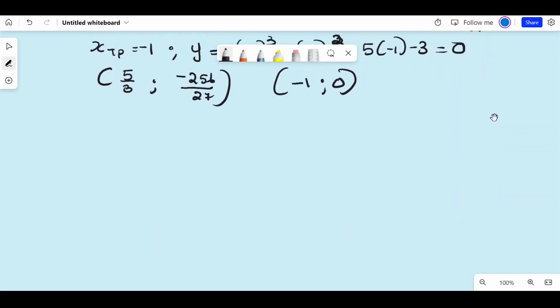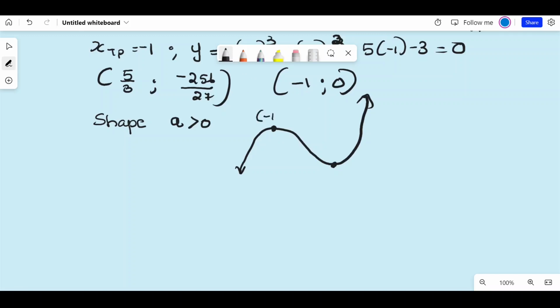What is remaining before you sketch the graph is the shape of the graph. The shape is known by knowing the first coefficient. Here a is positive, so it's the positive shape: it goes up first, then goes down. This is the shape of the graph. When you draw this shape, you also mark the turning points. It's very important. Which turning point will come first? Negative 1 will come first, so this is one turning point.